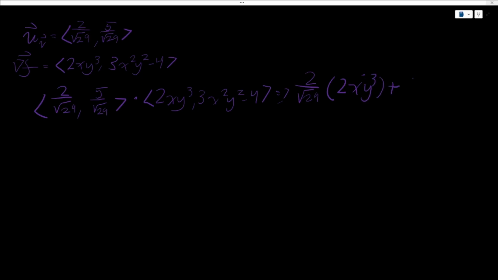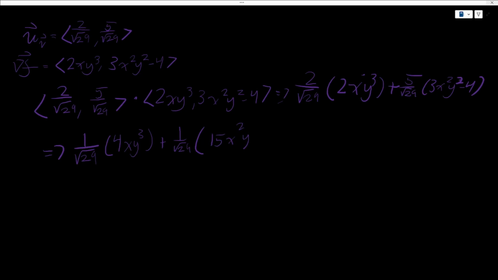plus 5 over the square root of 29 times 3x squared y squared minus 4. We can simplify our expression further to leave us with 1 over the square root of 29 times 4x y cubed plus 1 over the square root of 29 times 15x squared y squared minus 20. And this is equal to the directional derivative of f(x, y).